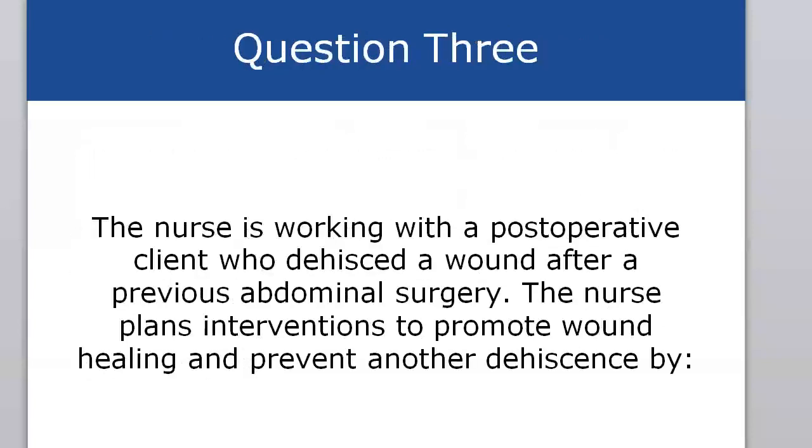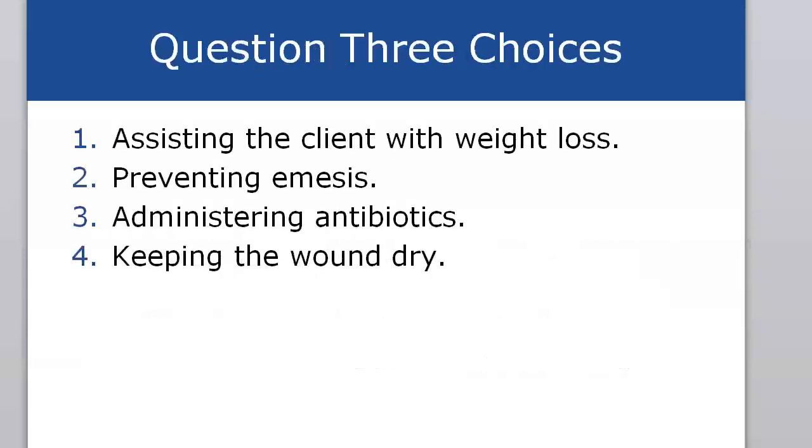All right, let's go on to question number 3. The nurse is working with a post-op patient who dehisced a wound after a previous abdominal surgery. The nurse plans interventions to promote wound healing and prevent another dehiscence by... Now think about all the many causes in which dehiscence would occur. So that'll give you a little hint as to how to answer this question. And of course our choices are: number 1, assisting the client with weight loss; 2, preventing emesis; 3, administering antibiotics; and 4, keeping the wound dry.